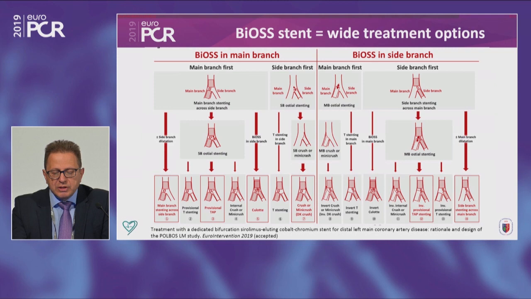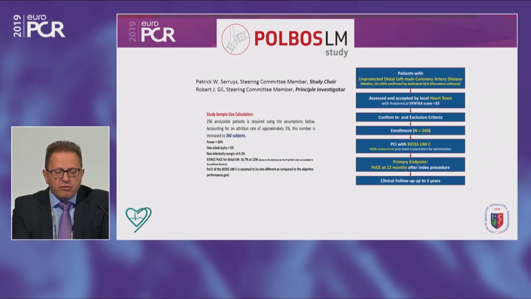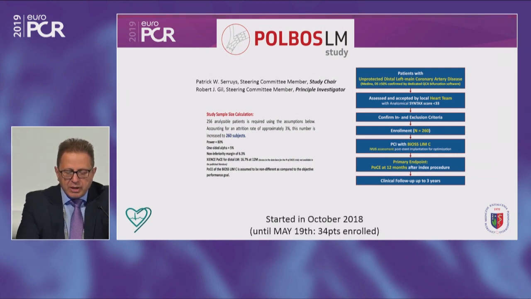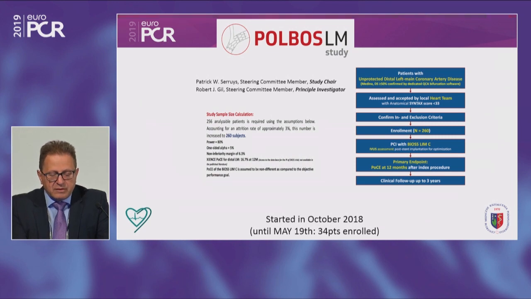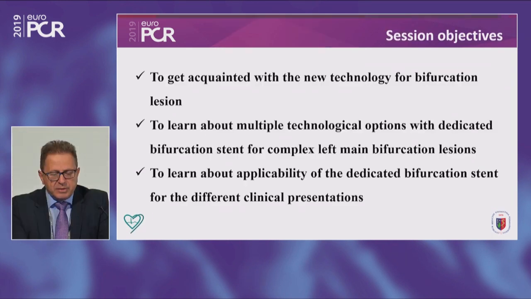Taking into account that this stent, because of the design, gives us a very wide potential for treatment, taking into account two-stent techniques, you can see here the modified MATS system, which was prepared for the Polbos left main study, which we started a couple of months ago. So far, we have enrolled more than 37 patients. And I hope that part of the cases presented today are from this particular trial.